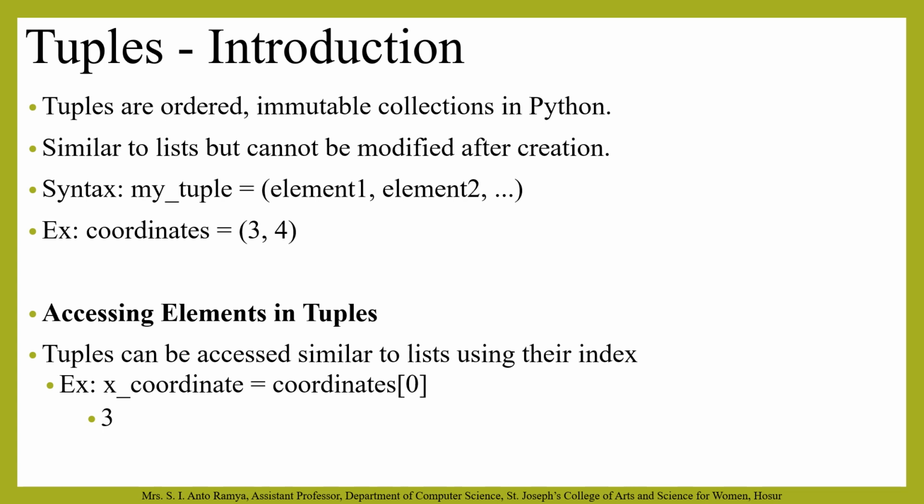Lists use square brackets. The syntax of a tuple is my_tuple is equal to, within parentheses, element 1, element 2, etc. We are creating a tuple here. Example, coordinates is equal to 3 comma 4. Accessing elements inside a tuple is the same as the list, using the index value. The index value is also the same. It starts from 0 and then 1, 2, 3, etc. Here, x_coordinate is equal to coordinates[0]. In the 0th position, what coordinate is there is 3. So 3 is the answer.